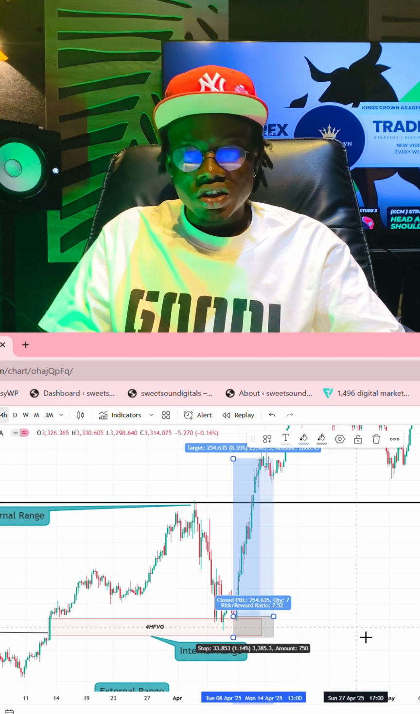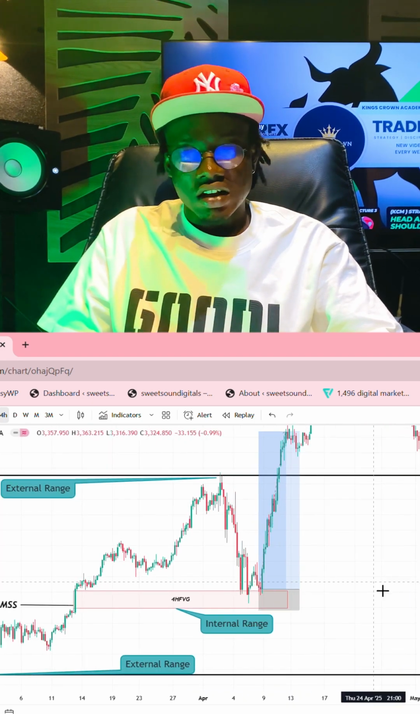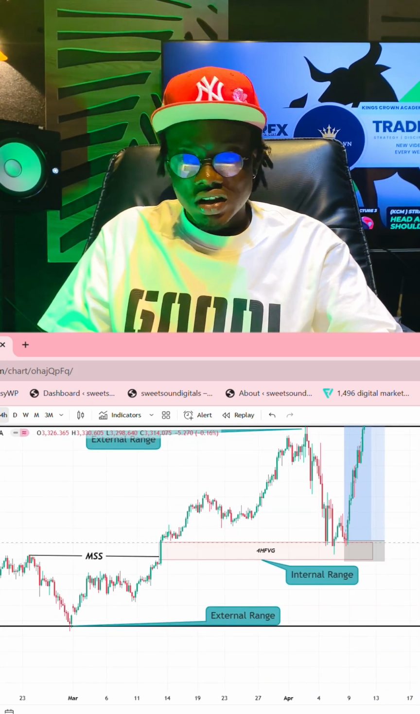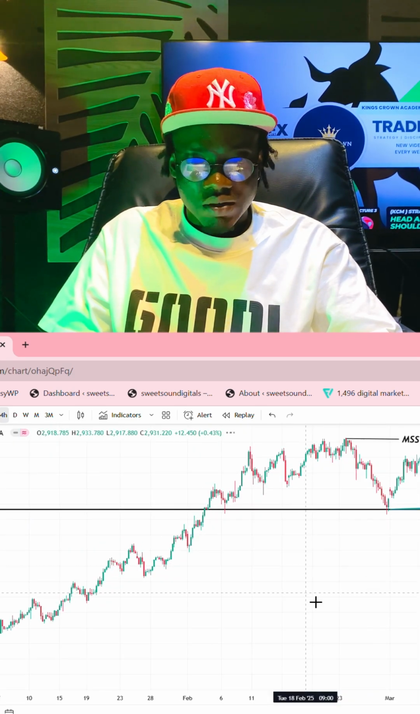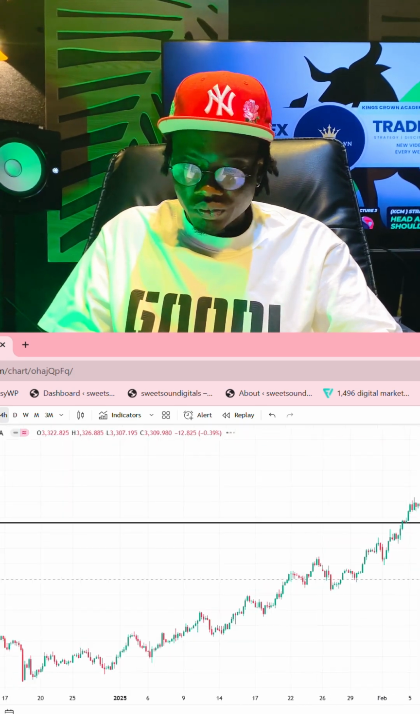Let's say, so you see, we're trading from internal to external each time. Let's just go over this chart again. Let's just look for another example.